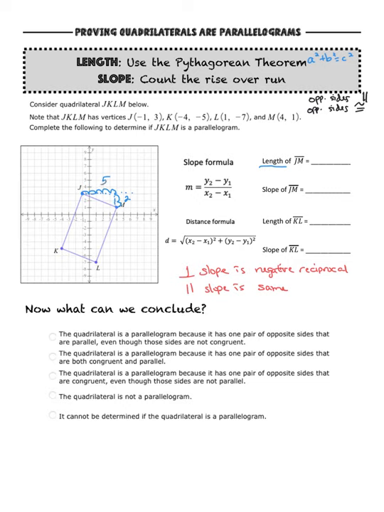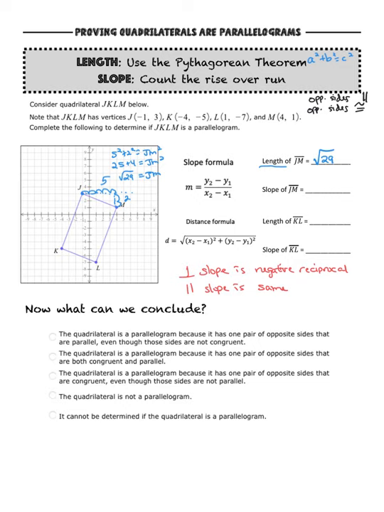So I'm going to say, for the length of JM, 5 squared plus 2 squared equals JM squared. 25 plus 4 equals JM squared. Square root of 29 is JM. Leave it as the square root. Do not go decimal. Okay? Do not go decimal. Now let's find the slope of JM. I'm going to do that. I'll do that in blue also.